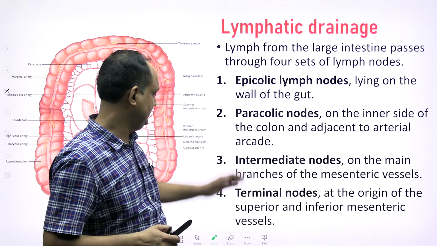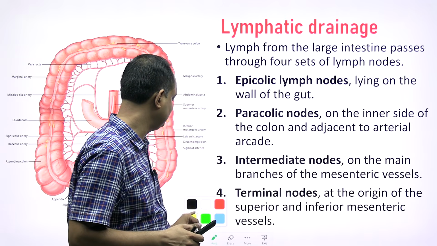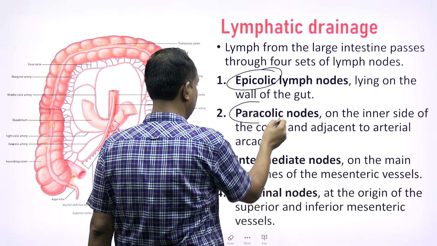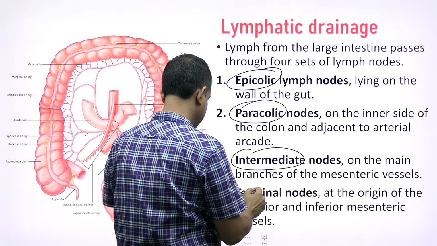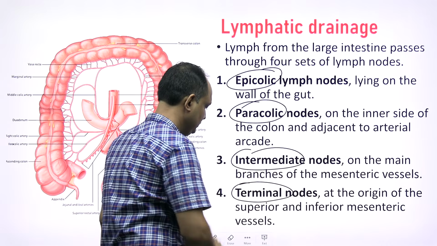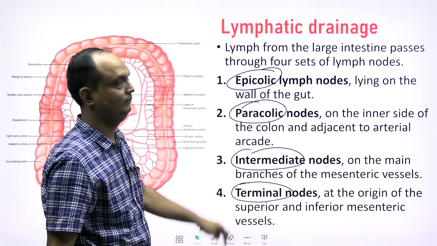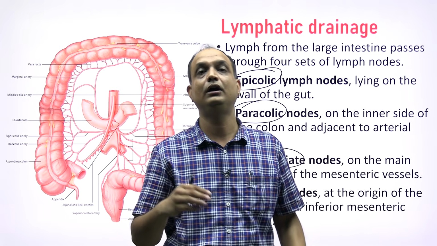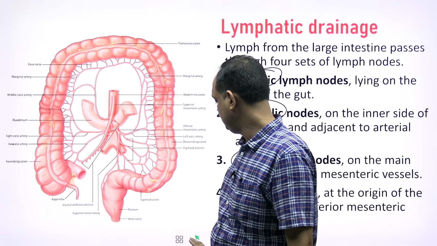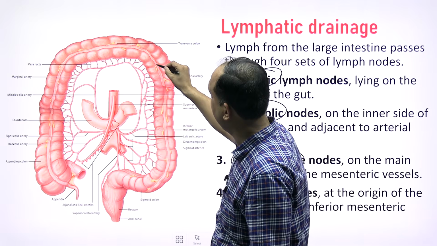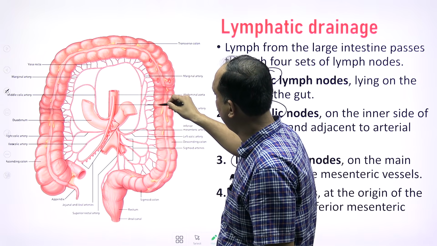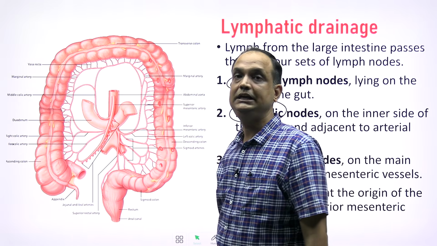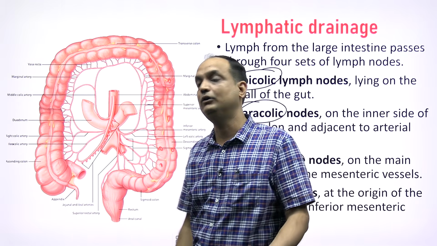Now, what is the lymphatic drainage? So, for the lymphatic drainage, you are having 4 sets of lymph nodes. One is known as epicolic, paracolic, intermediate and terminal lymph nodes. Now, what do you mean by these 4 names? Epicolic, epi means superior or in front. So, the lymph nodes which are present along the bowel wall are known as epicolic.